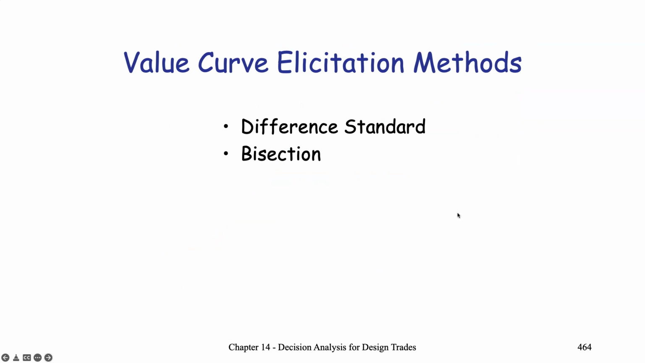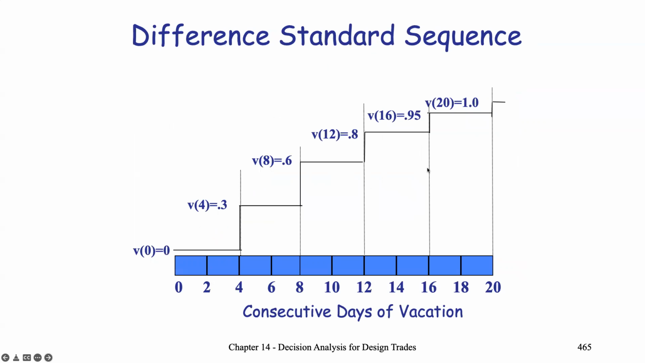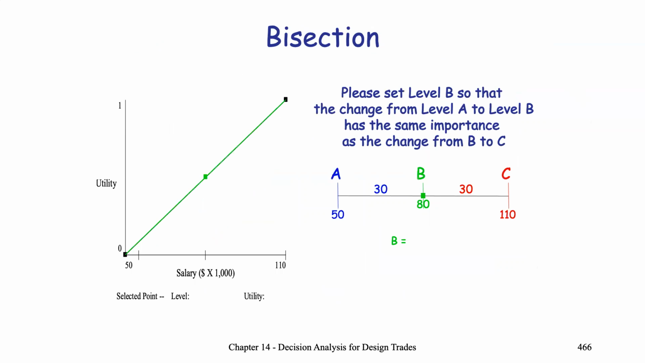There are various curve elicitation methods, and you can think about something like a difference standard or a bisection. Here is a difference standard sequence, where we're talking about consecutive days of vacation, and here we're showing the value that might be related to that. That is one way to think about it.